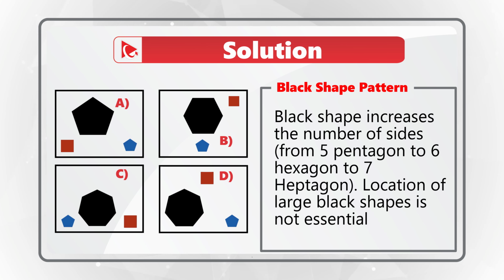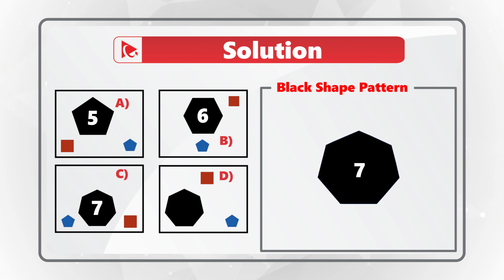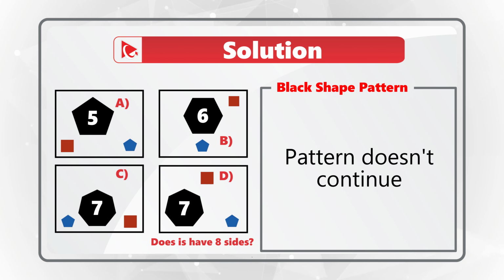So the first pattern here is that the black shape increases the number of sides from 5, pentagon, to 6, hexagon, to 7, heptagon, in objects A, B, and C. So if we continue this pattern, we should see the next shape in shape D to have 8 sides, which it does not. So we're already immediately getting the clue that shape D might be different. Let's look at other shapes.